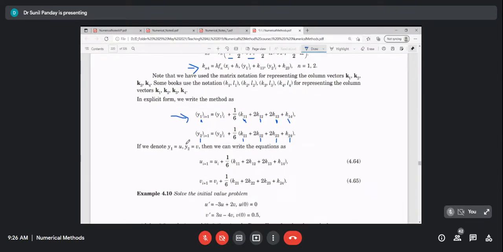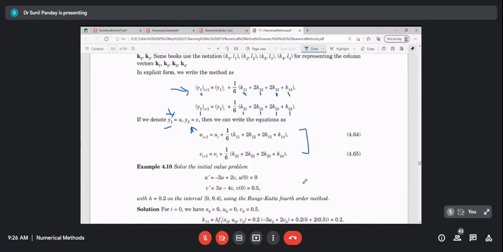And then if we represent the variables in terms of u and v, where y1 is u and y2 is v, these equations are transformed into this one.